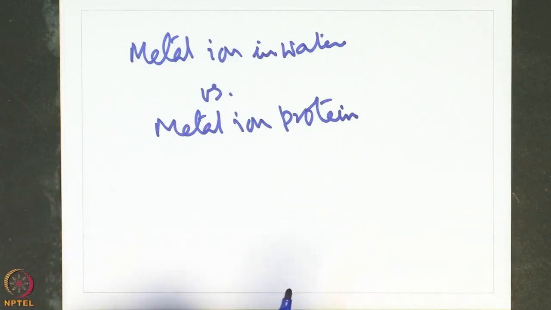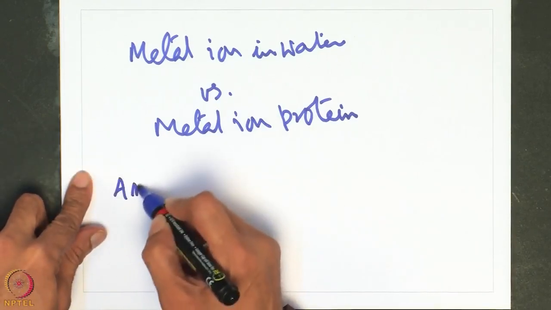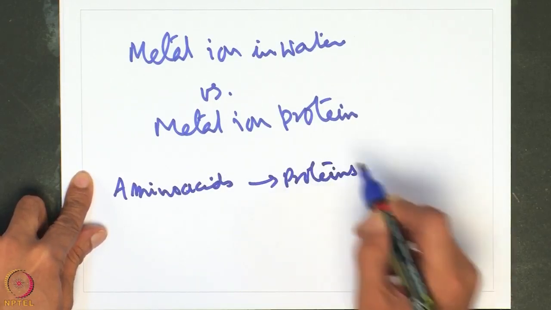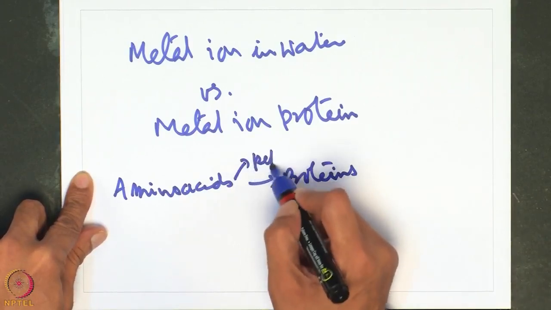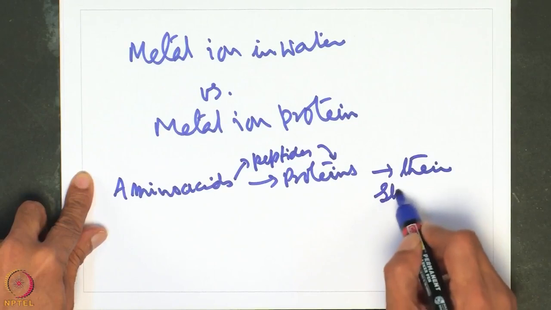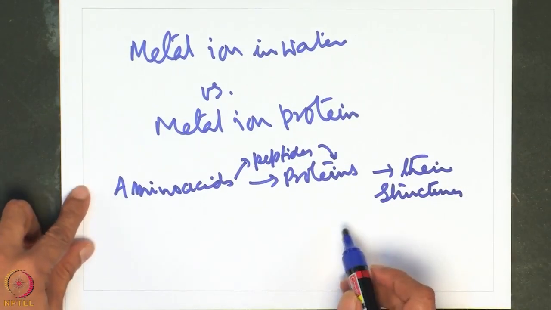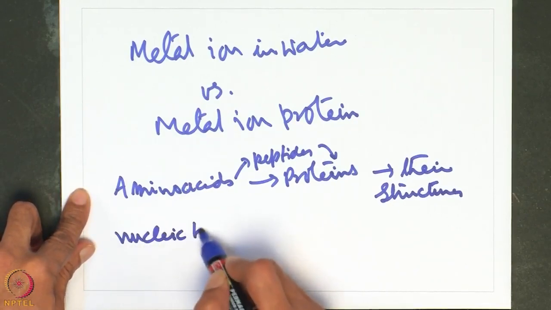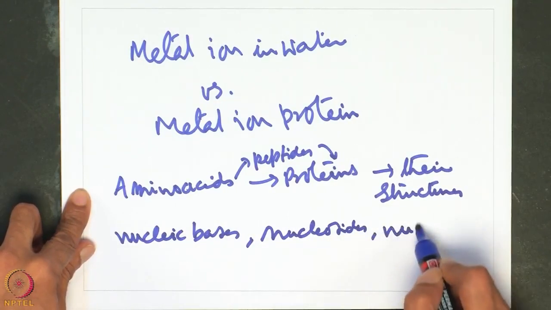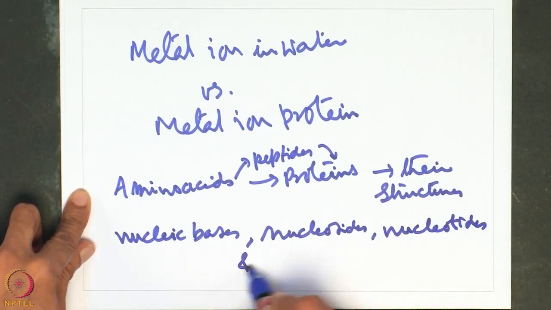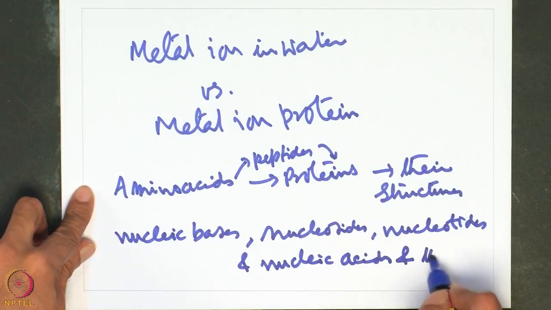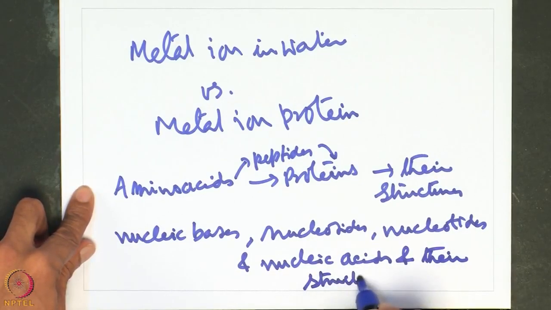Then I have taken to explain to you amino acids, peptides and proteins, and their structures. And we have also looked at nucleic bases, nucleosides, nucleotides and nucleic acids, and their structures. So we have looked at all of these.